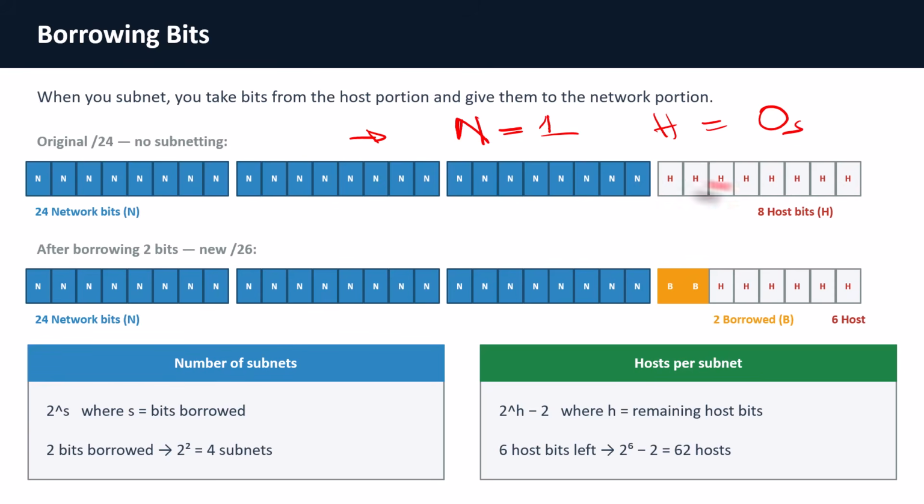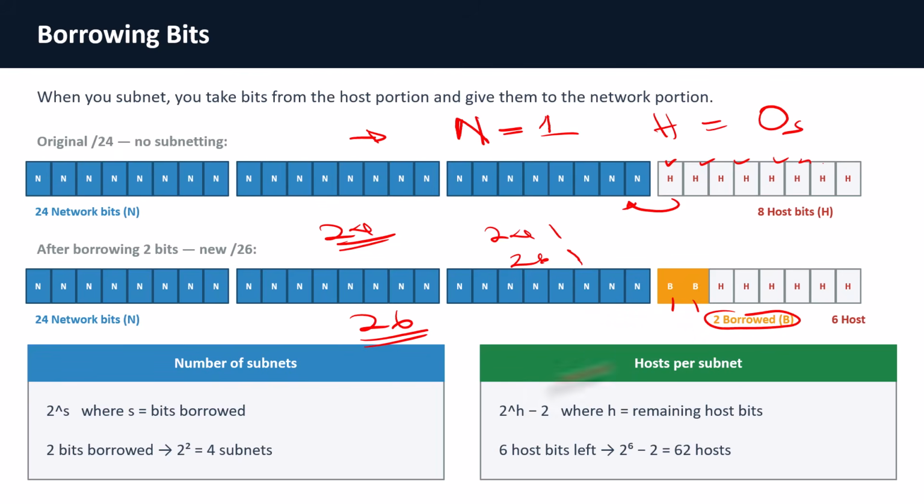from the host portion. We need to borrow some bits from the host portion and allocate them to the network portion. So that means that if we had initially 24 network bits and we go ahead and borrow 2 bits here, we are going to now have a total of 26 network bits. So we have borrowed 2 bits from the host portion and allocated them to the network portion. Initially we had 24 ones, now we have 26 ones.